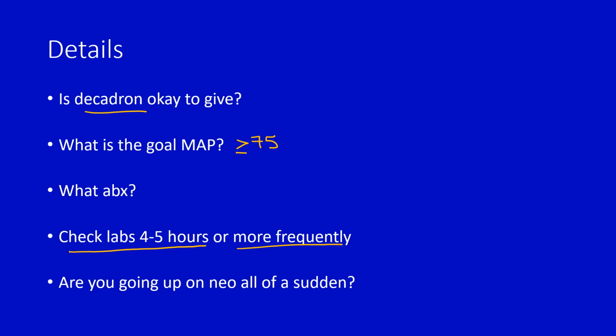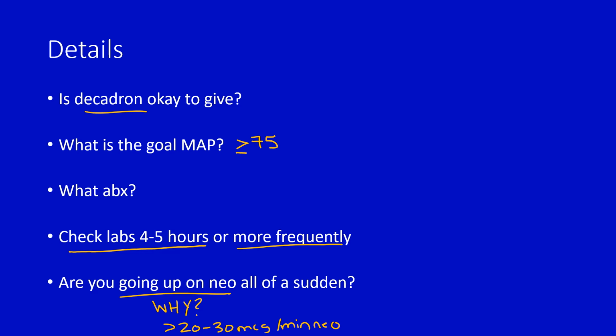Anytime you start to have to go up on your pressors, generally, as a side note, generally above 20 to 30 mics a minute of phenylephrine, ask yourself why. 20 or 30 mics a minute of neo might be necessary to mitigate the vasodilating effect of a volatile anesthetic. But if all of a sudden you're having to titrate up from 20 to 80 of neo, then ask yourself what is the reason and find it.